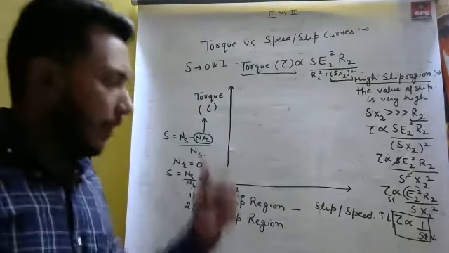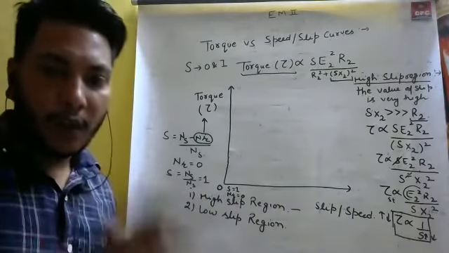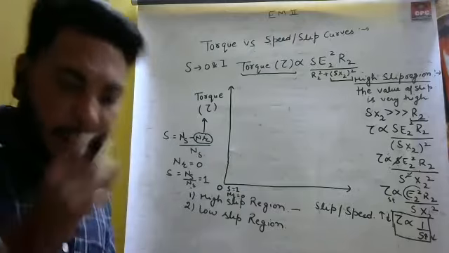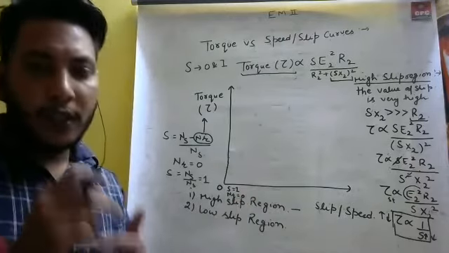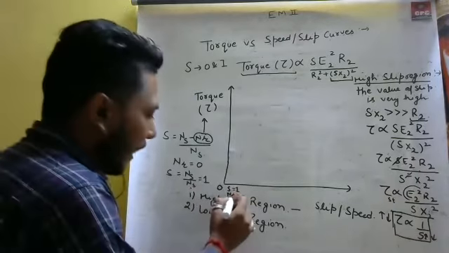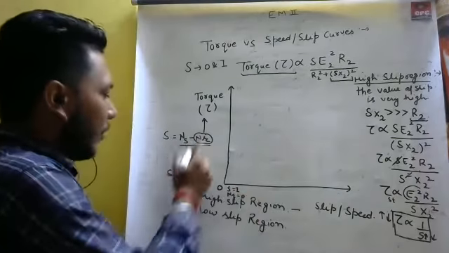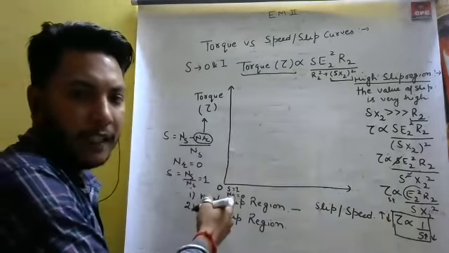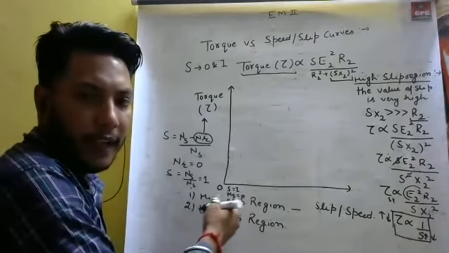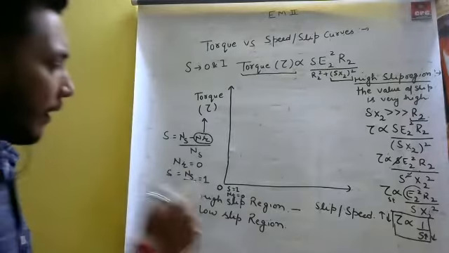At starting condition, we give 3-phase supply to the stator of the induction motor. At starting condition, the rotor doesn't run. So that's why here I put NR is equal to 0. When I put NR is equal to 0 here, the value of slip is equal to 1. S is equal to 1 when NR is equal to 0.